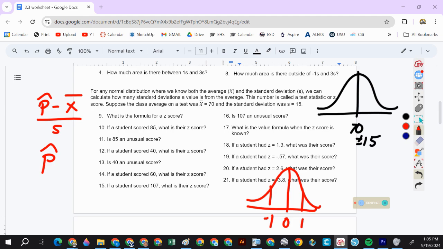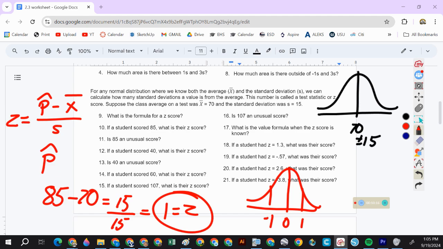Our sample value minus the average divided by the standard deviation. So number 10, if a student scored 85, what is their z-score? So we would take 85 minus 70, that gives us 15. Divide that by 15 and we get 1.